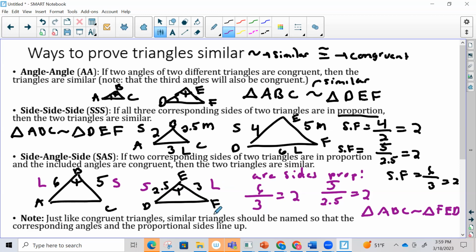Just like congruent triangles, similar triangles should be named so that their corresponding angles and proportional sides line up, just like I did in all of the similarity statements. Okay. So we don't have angle, angle, side. We don't have angle, side, angle because they both fall into angle, angle. So we don't count those as ways. We just say angle, angle if you have either of those options. So those are the different ways to prove triangles similar.